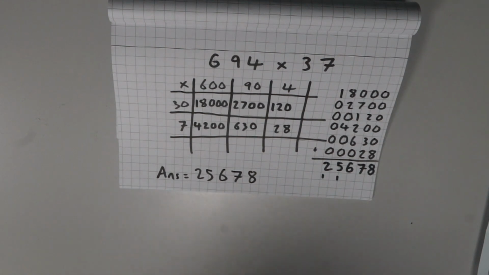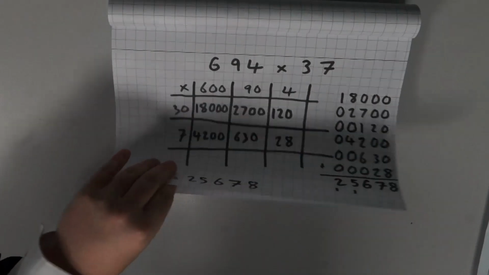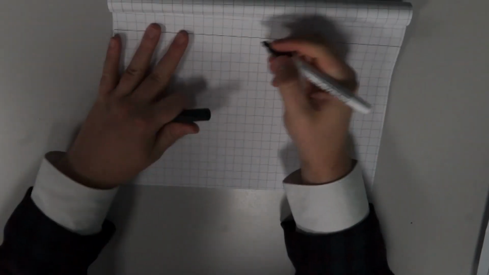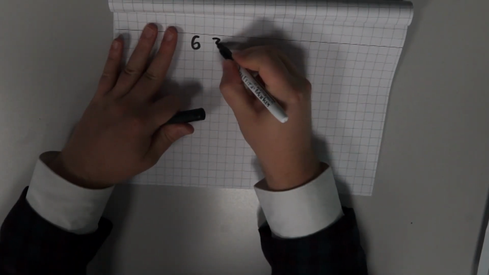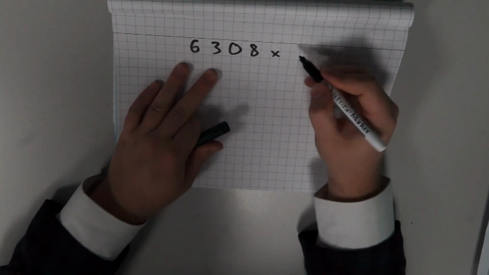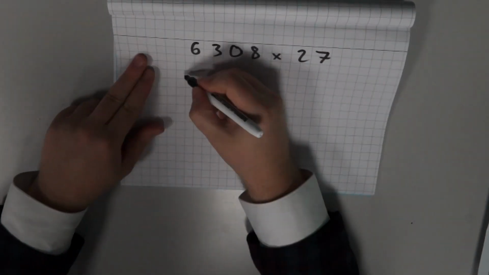Okay, right, last example before I let you have a go yourselves. Last example we're going to have a question involving the thousands. So let's do 6,308 multiplied by 27. Okay, so start my grid again.